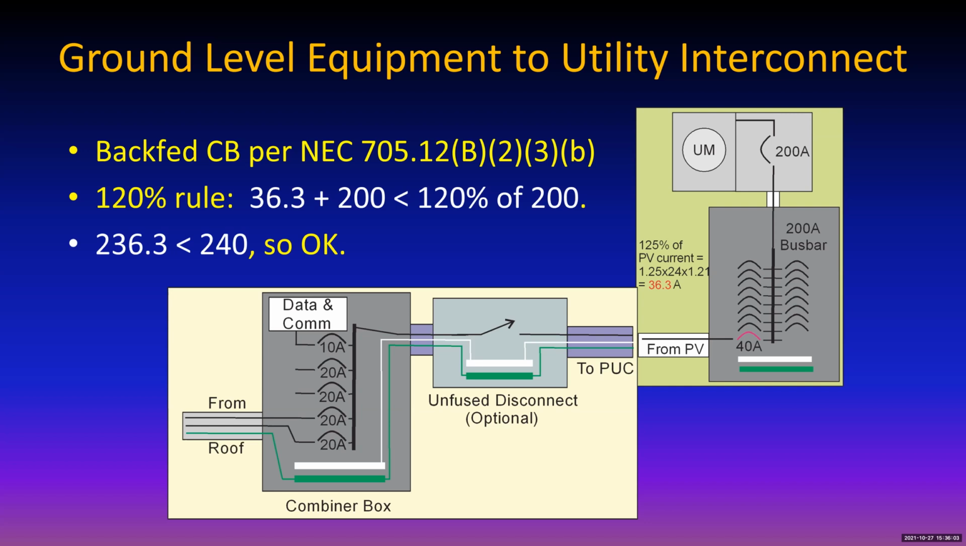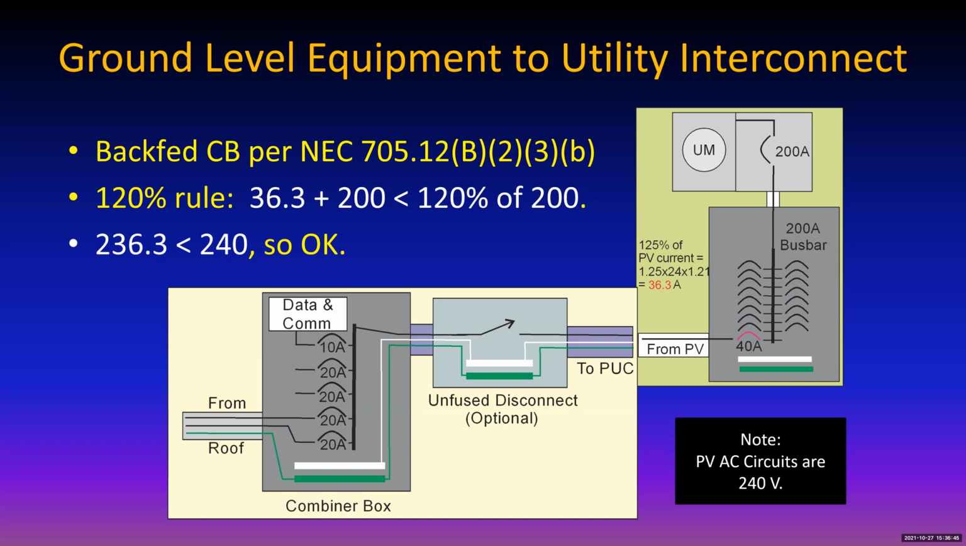Okay. Now I said 40 amps, but really, technically speaking, we have to use the 36.3 amps for the calculation. So it's 200 plus 36.3, and that's less than 240. But also 200 plus 40 is less than or equal to 240. So normally it doesn't really make a difference. It only makes a difference when you're getting up over 60 amps. And sometimes using just 125% of the inverter current will allow you to use a smaller wire.